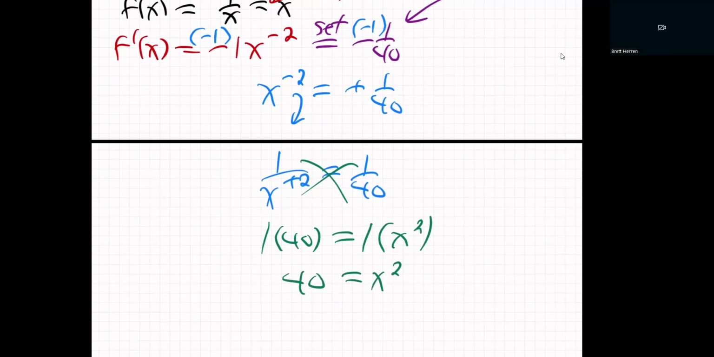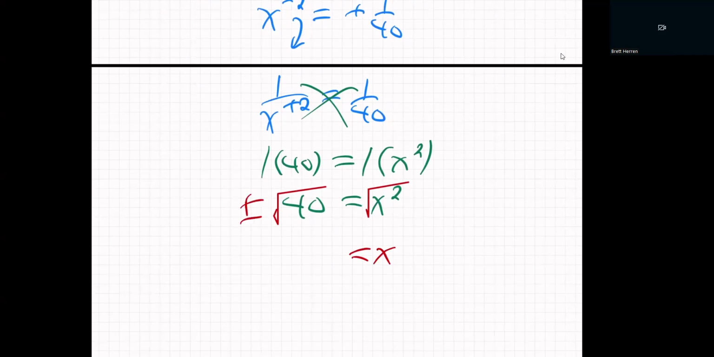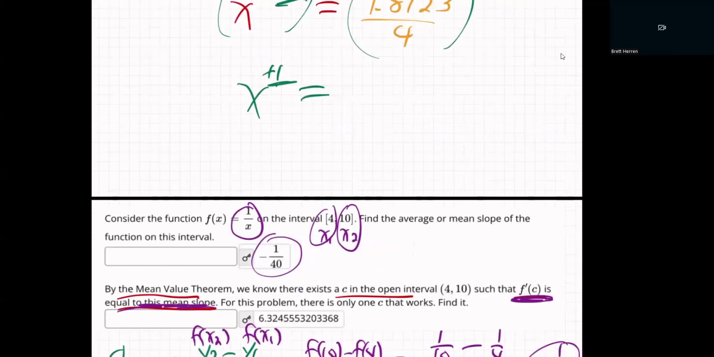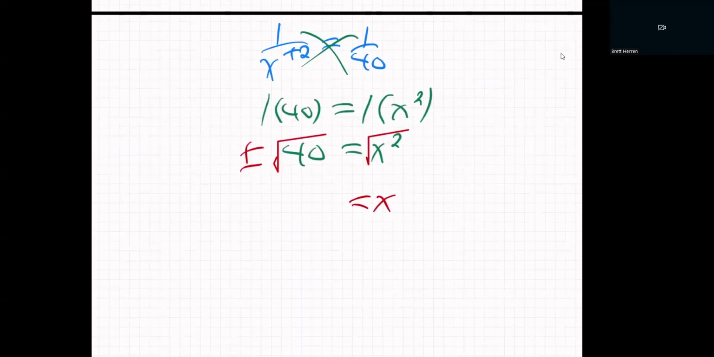And then you can simply root it, both sides. Now, normally you would do plus or minus, right? When you put a root on both sides, you got to go plus or minus. But in this case, we're only looking for values between 4 and 10, right? We know there exists a c in the interval 4, 10, between 4 and 10. So we're just going to get rid of the negative part of that answer. We don't care. So plus square root of 40.